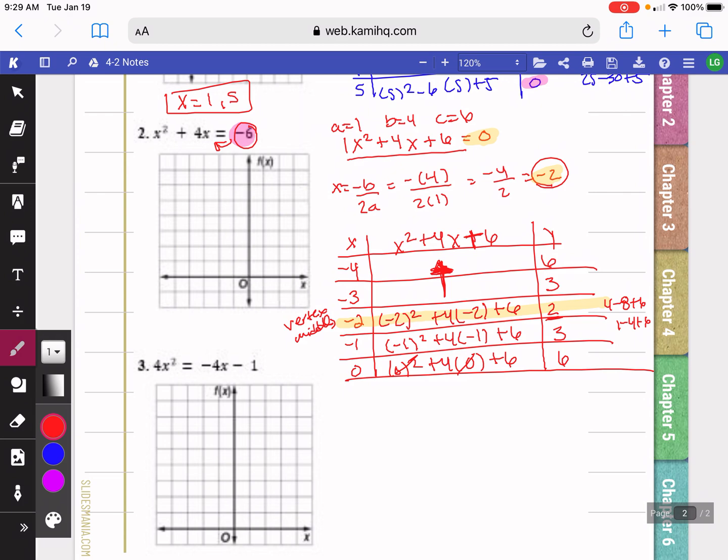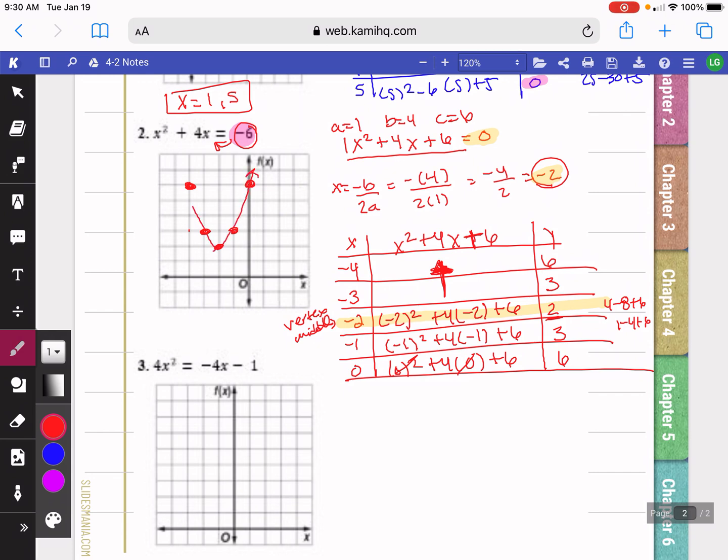My first point's at negative 4, 6. My next point's at negative 3, 3. Then at negative 2, 2. Negative 1, 3. And 0, 6.